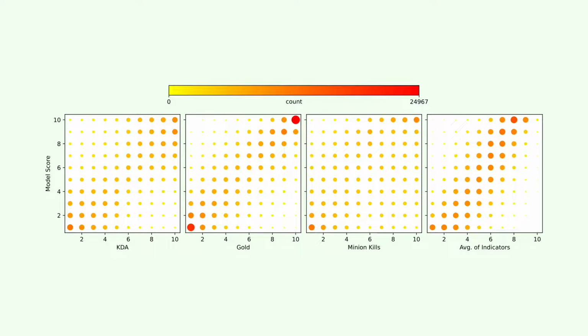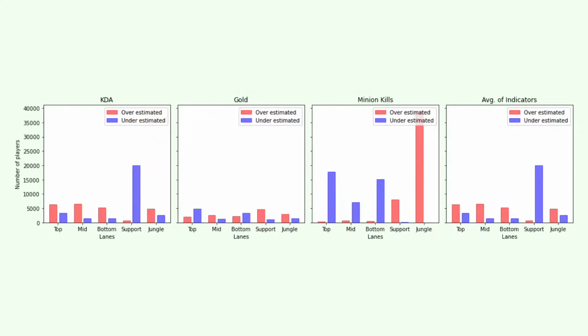These figures display the relationship between players' ranking according to model scores and common metrics. It shows some positive correlation between the model score and the common metrics, which depicts that our model properly reflects individual performance evaluation by common metrics. These figures display the number of overestimated players by lane according to common metrics. The graph shows many players can be overestimated when using common metrics.